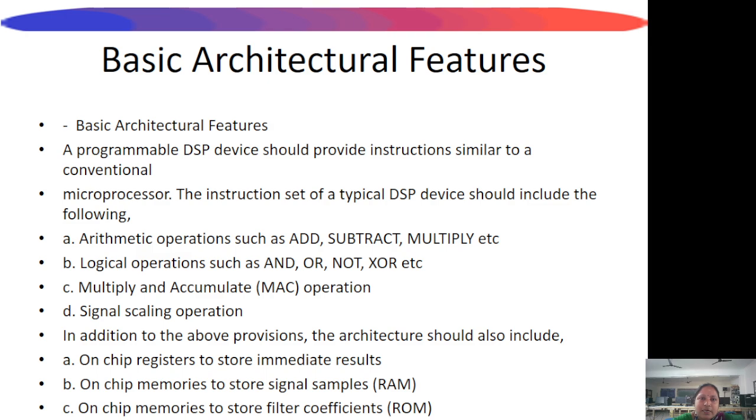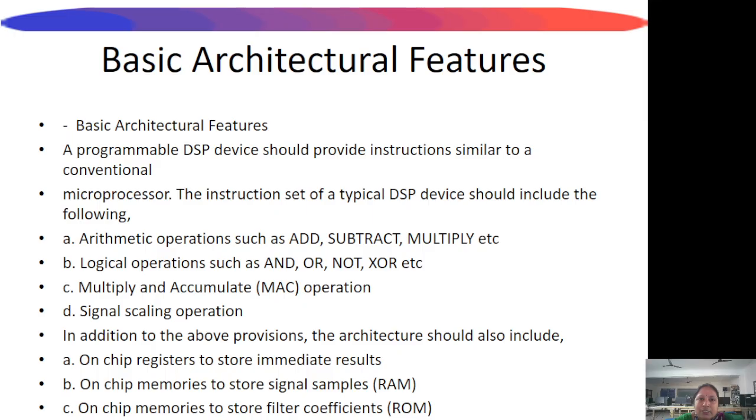A programmable DSP device provides instructions similar to a conventional microprocessor. However, it also includes additional features optimized for signal processing. The instructions support arithmetic operations such as addition, subtraction, and multiplication. Logical operations like AND, OR, NOT, and XOR are also included. One of the most important operations in DSP is multiply and accumulate, or simply what we call the MAC operation. Signal scaling operations are used to control data magnitude.